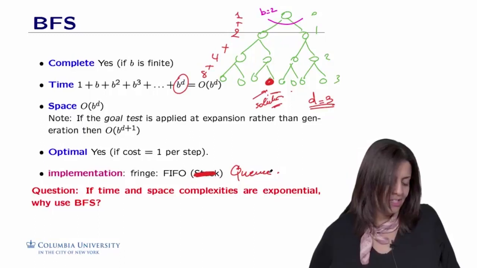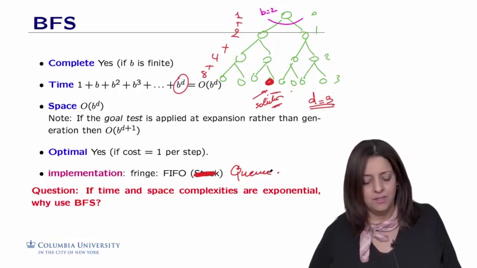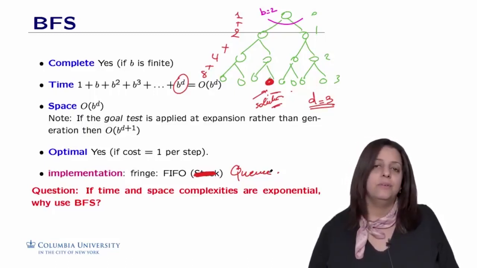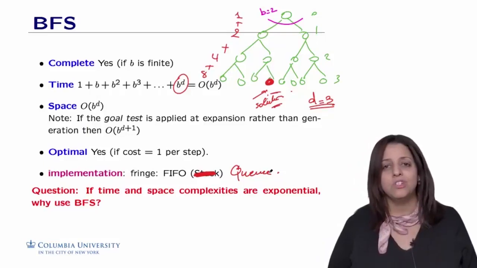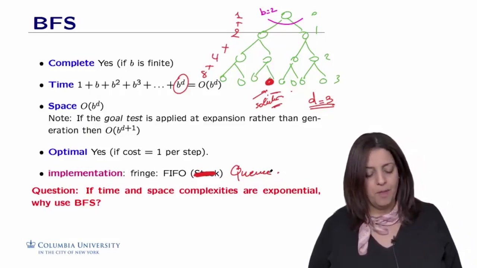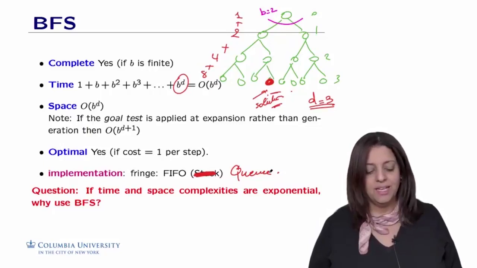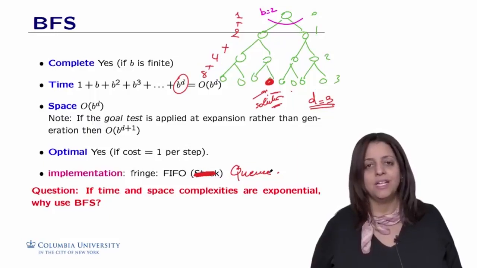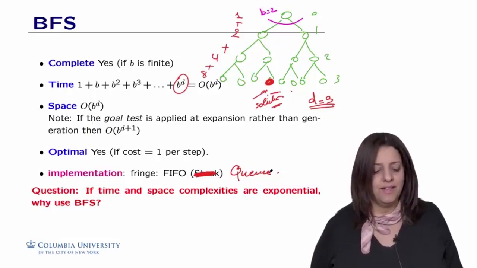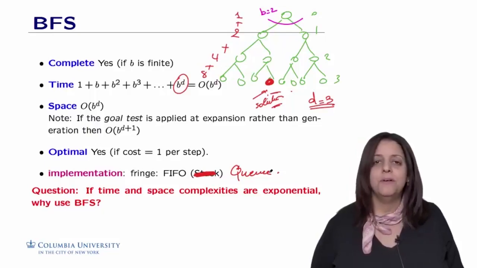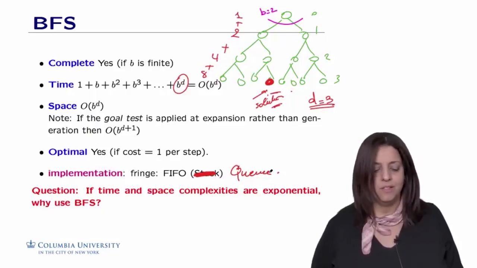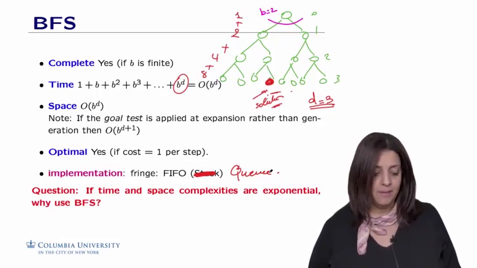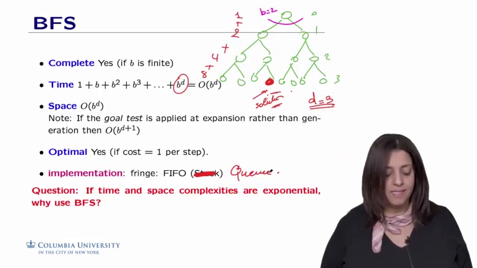So a question here is, if time and space complexities are exponential, why do we even use BFS? The reason is that it depends on the problem. For some problems, the solution is so shallow that it is much better to do a BFS. You get it sooner, and you won't really get this exponential complexity in time and space. So if the solution is shallow, and you know that from domain knowledge, you could use a BFS rather than going very deep into the search space, as DFS or other methods would do. So it could be useful for some applications, but in general, it has exponential time and space complexities.